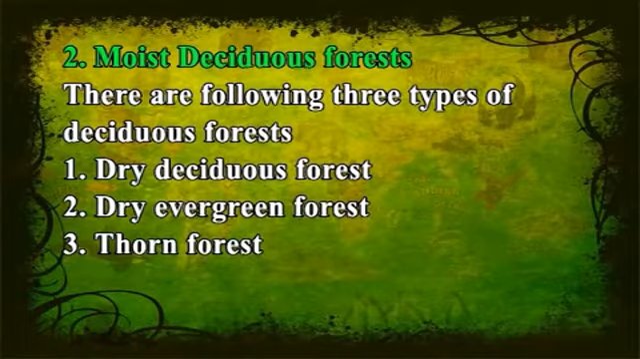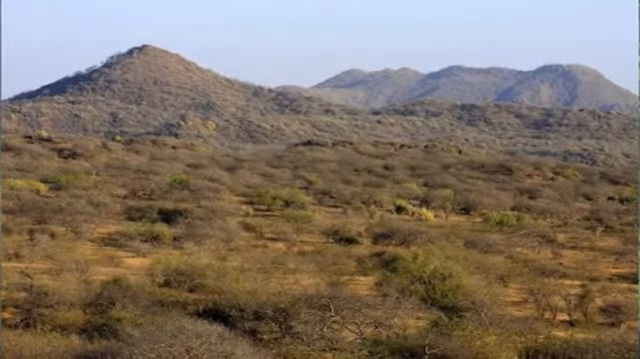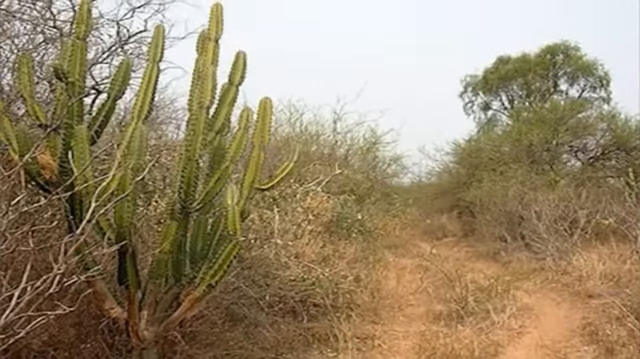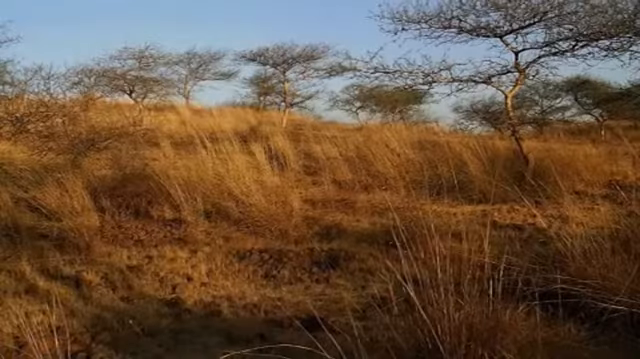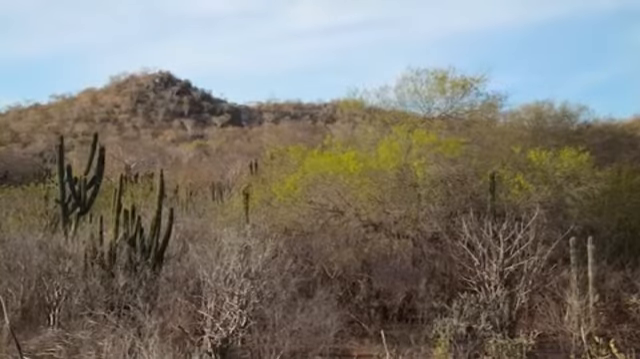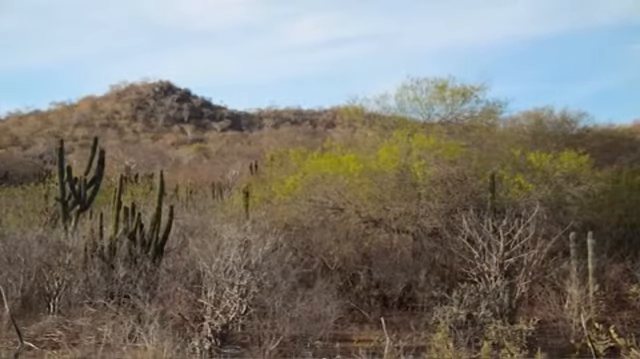Next one is thorny forest. This forest type is found in the areas with black soil, and these forests are found in the areas of less rainfall. North India, West India, Central India and South India, where rainfall is less than 75 centimeters. The trees do not grow beyond 10 meters in height. Spurge, caper, and cactus are some of the examples of thorny forest.